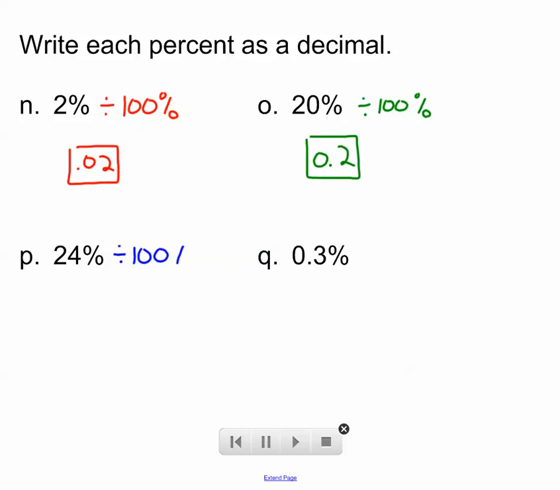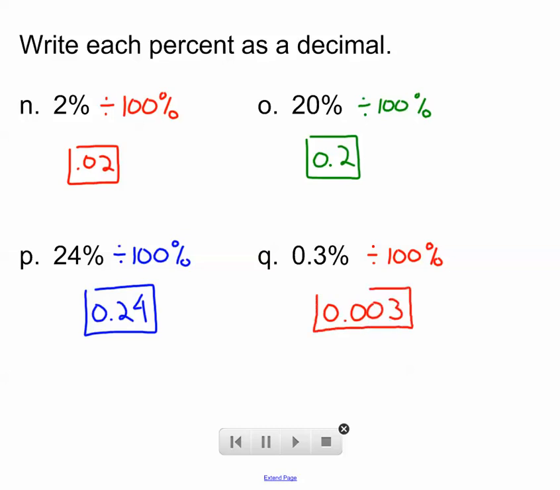24% is just a little bit more than 20%. So the decimal should be just a little bit more than 0.2. It's 0.24. And 0.3% divided by 100%. So we can write this as a decimal. Move the decimal place 2 spots to the left. You've got to add 2 zeros in there. It's 0.003.